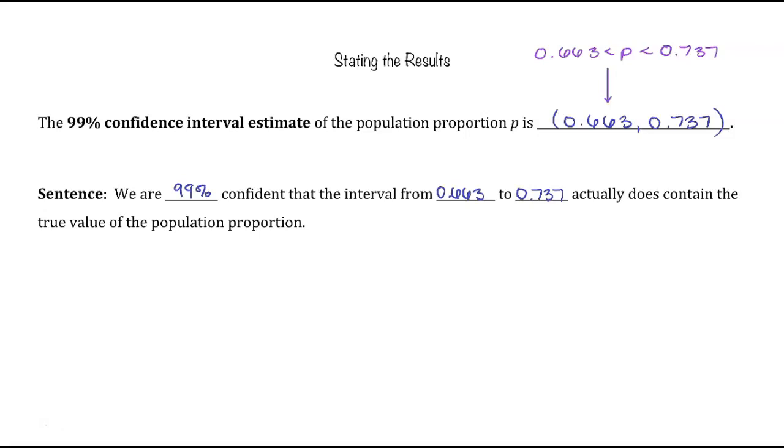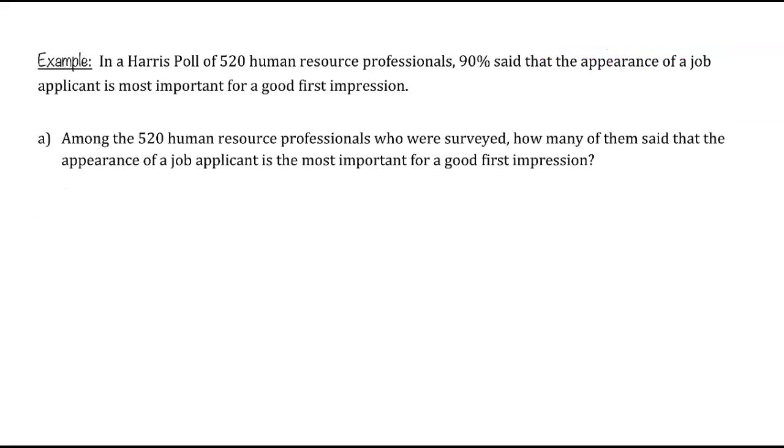We believe with 99% confidence that between 66.3 and 73.7% of people would say that they voted in the most recent election. Let's look at another example. In this example, we are told that in a Harris poll of 520 human resource professionals, 90% said that the appearance of a job applicant is most important for a good first impression.